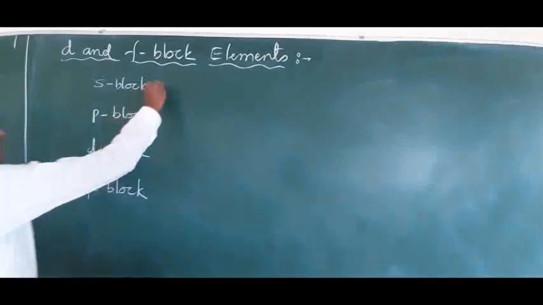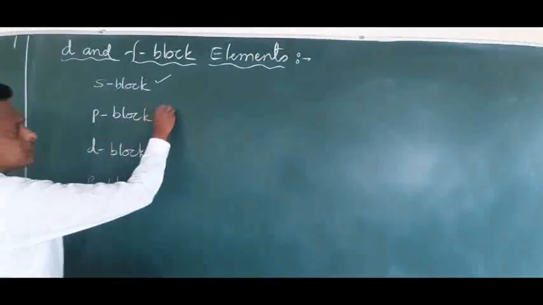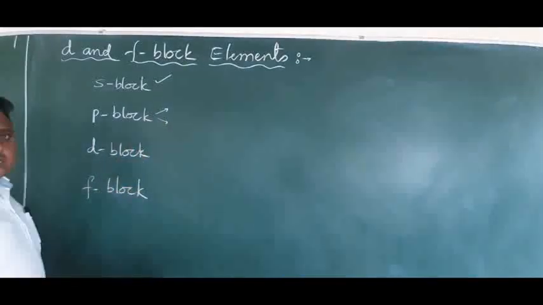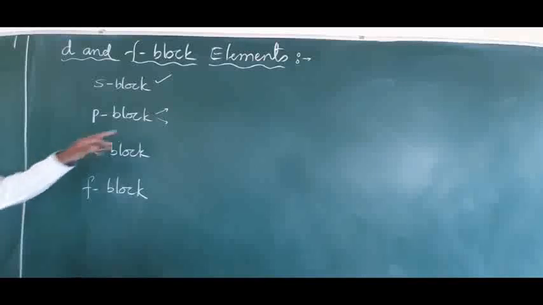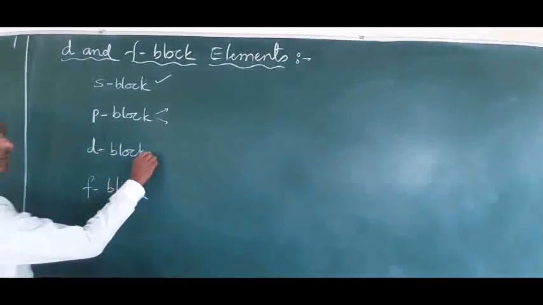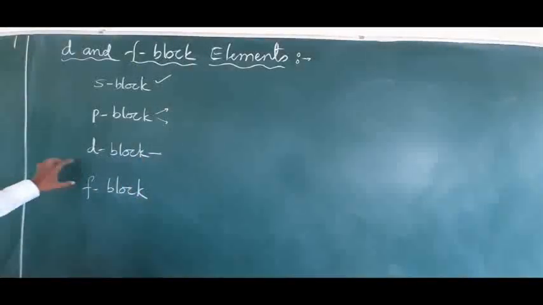We already know in PUC first year is the S block, and a little part of the P block also, which we know as group 2s. And in PUC second year we have the remaining groups: group 15, 16, 17 and 18. And today our target is the D as well as the F block.